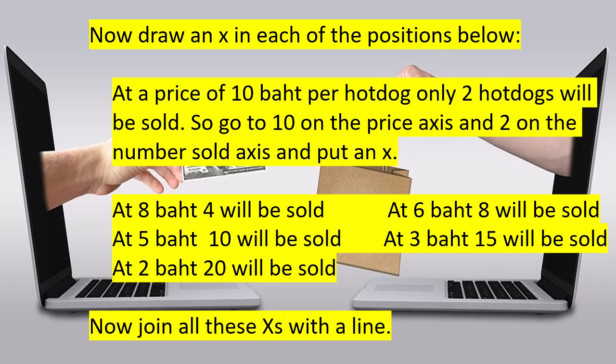At 8 baht, 4 will be sold. At 6 baht, 8 will be sold. At 5 baht, 10 will be sold. At 3 baht, 15 will be sold. And at 2 baht, 20 will be sold. So now join all these X's with a line. It won't be a straight line.